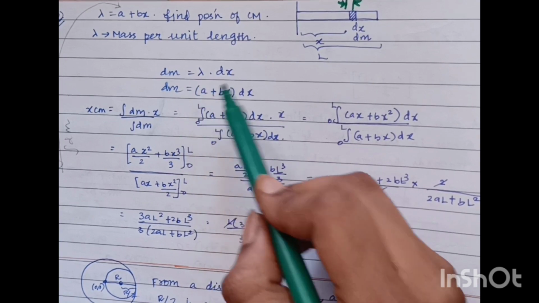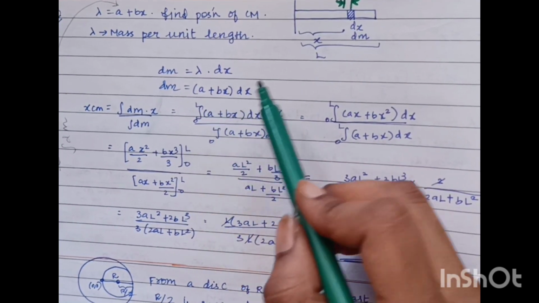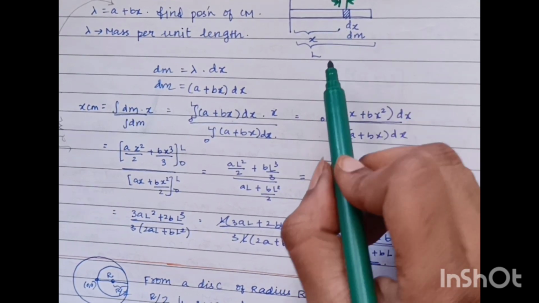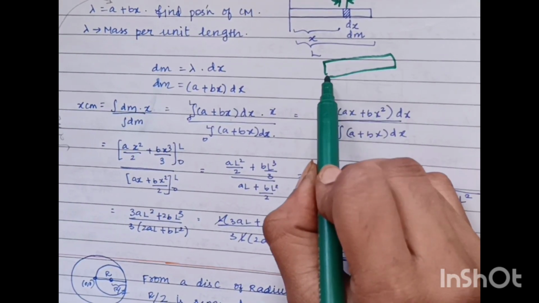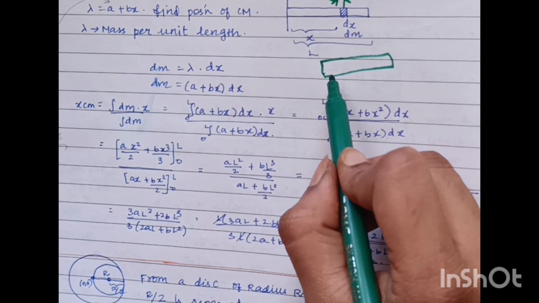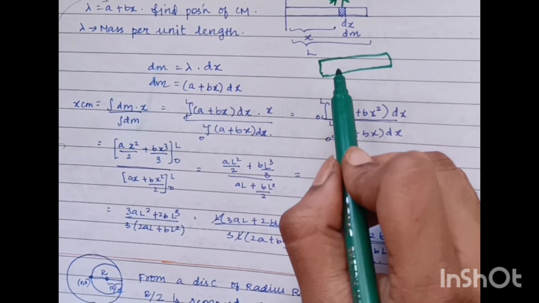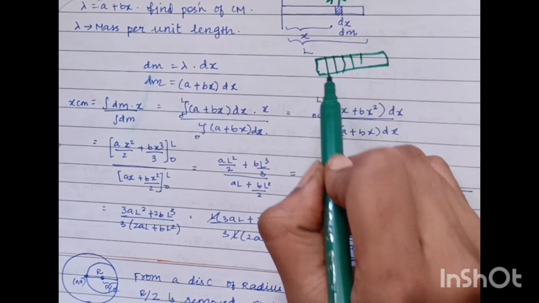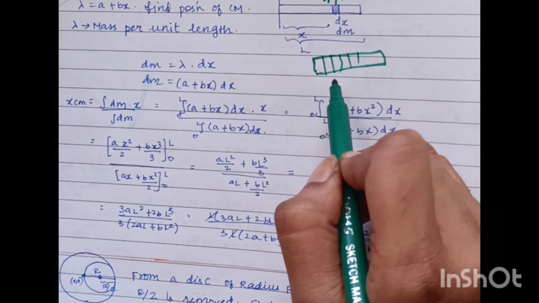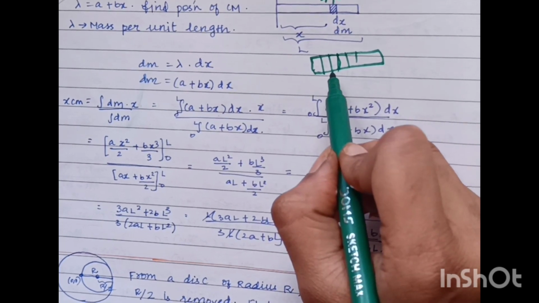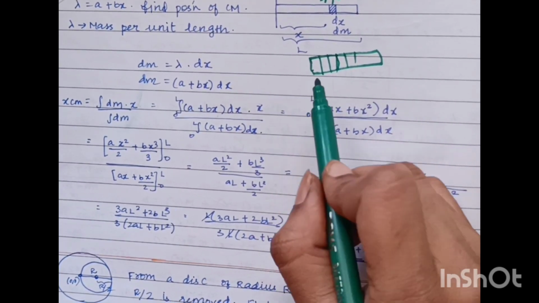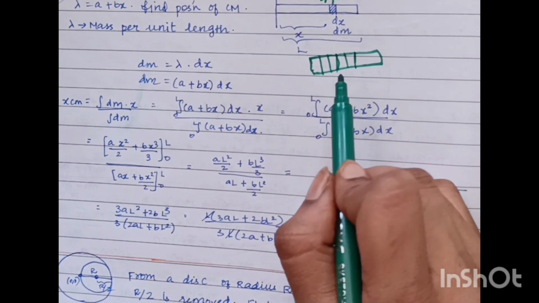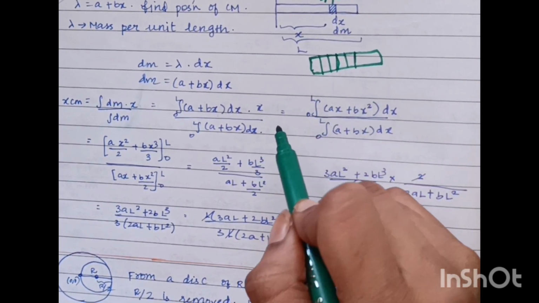So dm equals the mass of that part. Generally, how do we find the mass? If I'm giving you this stick and I'm saying the mass of each meter, let us take 2 grams, and then I'm asking you to find the mass of 5 parts, then you multiply 5 into 2 and give me the answer.